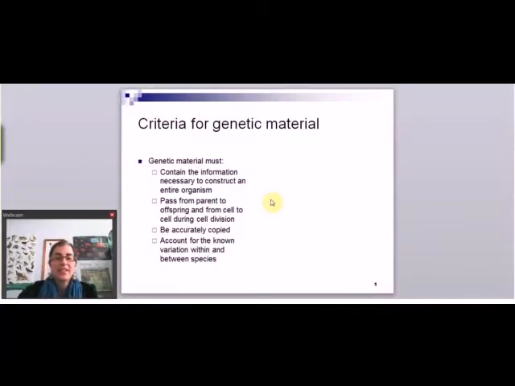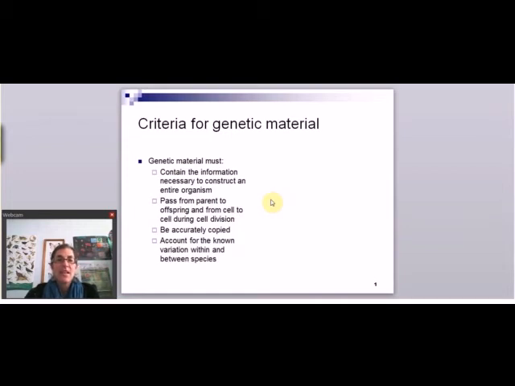This chapter begins our exploration of inheritance. And so we're going to start by looking at the molecular basis of inheritance. And so we first need to understand what the genetic material, or the molecules of inheritance, would need to be able to do. There's really four key criteria that the genetic material has to meet.